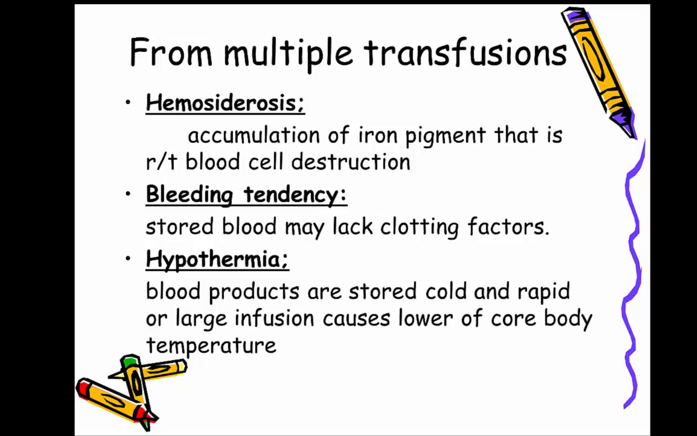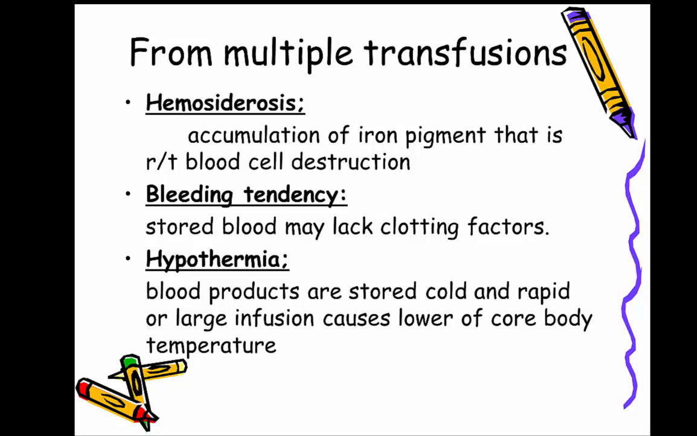If a patient gets a lot of transfusions, they can get an accumulation of iron pigment that is related to blood cell destruction. They may end up needing to bleed more because stored blood may lack the quality or the quantity of clotting factors. So what we're replacing in their body doesn't have the same quality or quantity of clotting factors that you would normally have in your blood.